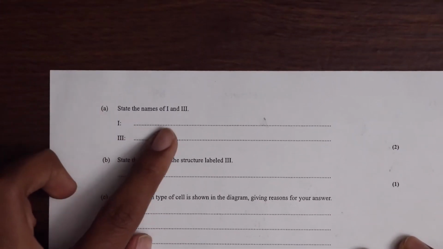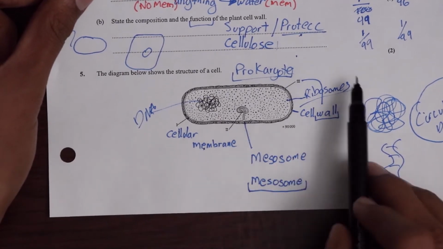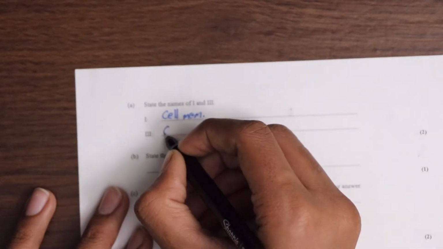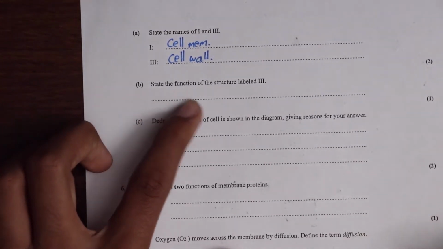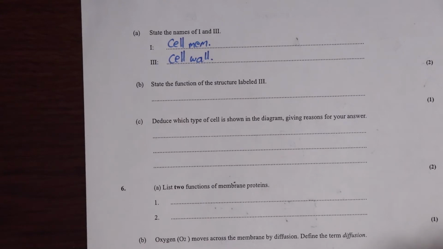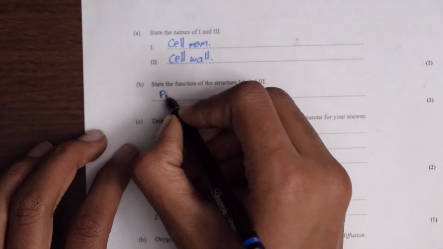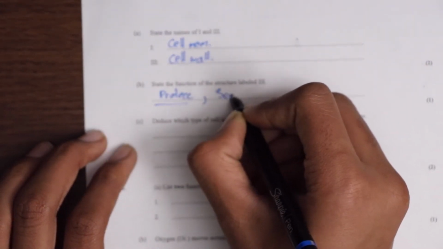Okay, let's look at question A. State the names of 1 and 3. Oh, look, we already did that. You go back, you look at 1: cell membrane; 3: cell wall. There you go. Cool. Alright, state the function of the structure labeled 3. Label 3 is the cell wall. We just did that. The cell wall is for protection and for support.